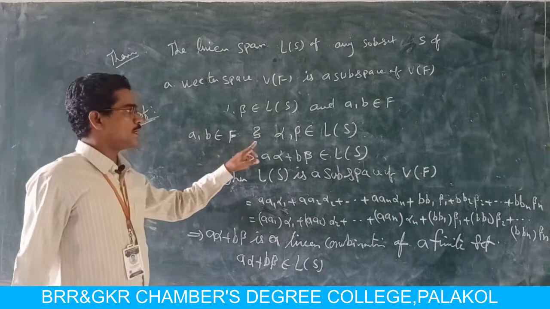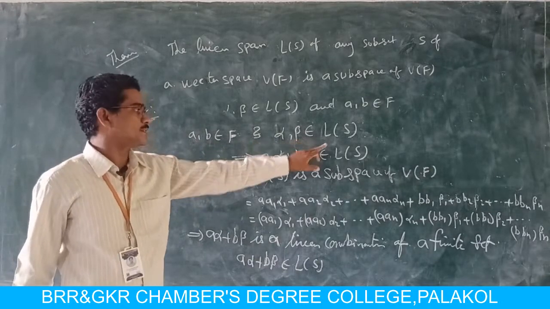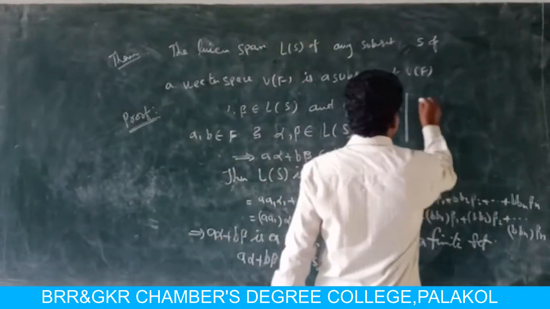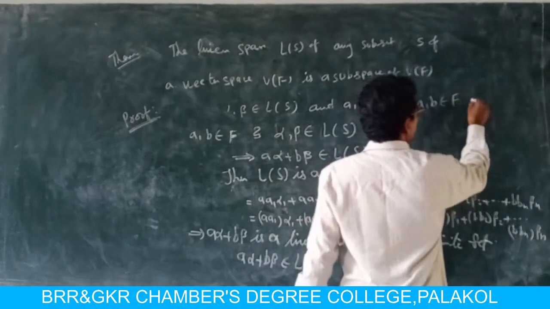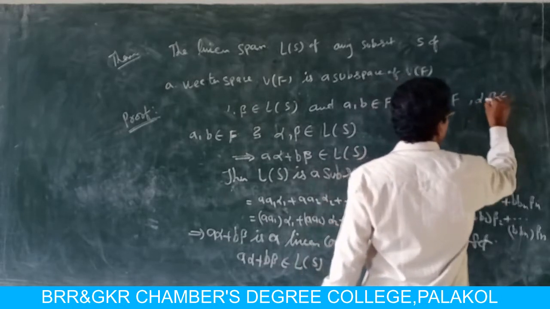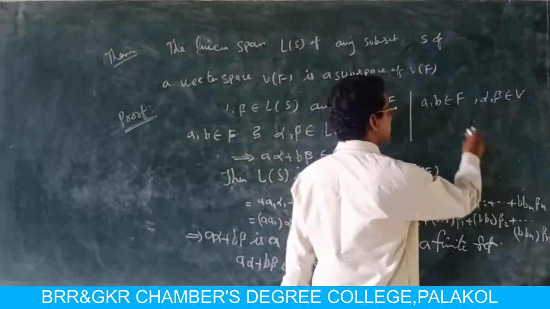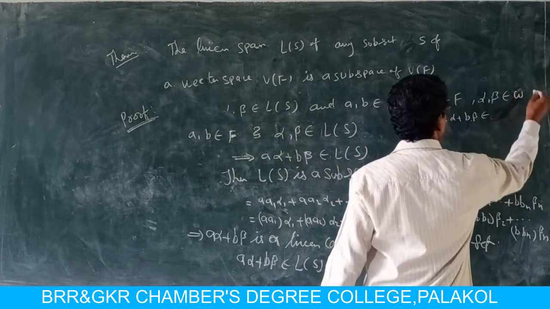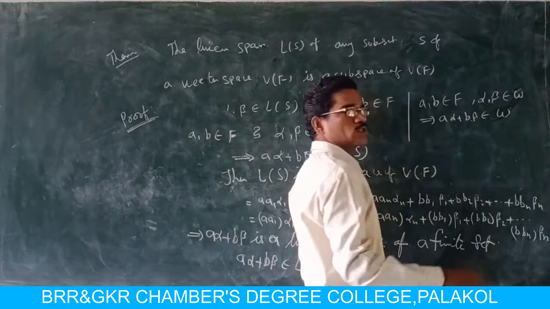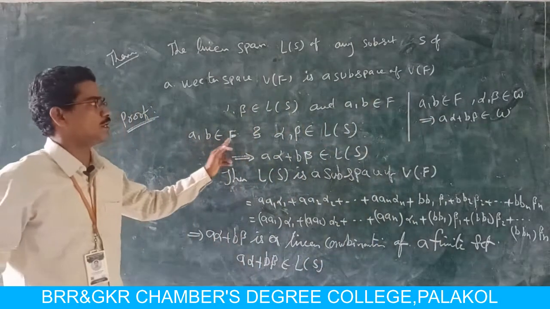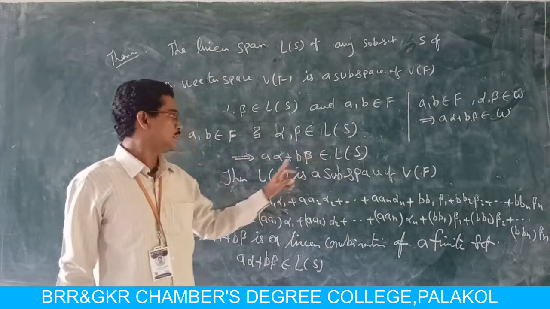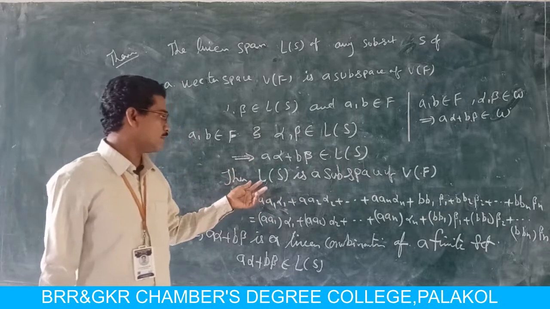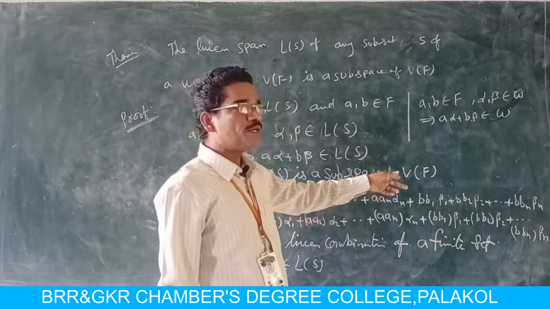Here a, b belong to F and alpha, beta belong to L of S, then a alpha plus b beta belongs to L of S. Already we know by the definition that if a, b belong to F and alpha, beta belong to the vector space V, then a alpha plus b beta belongs to V, or suppose some subspace W, then a alpha plus b beta belongs to W. Similarly, a, b belong to F and alpha, beta belong to L of S, then a alpha plus b beta belongs to L of S. Therefore by the definition, L of S is a subspace of V of F. Okay.